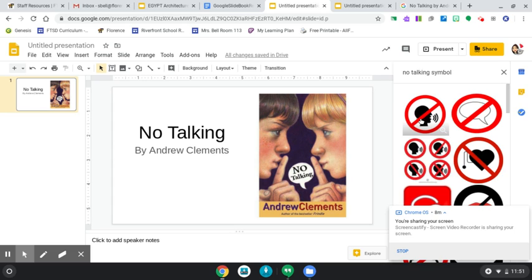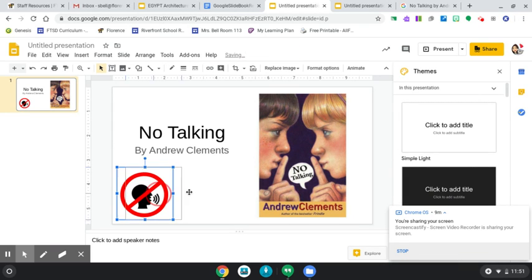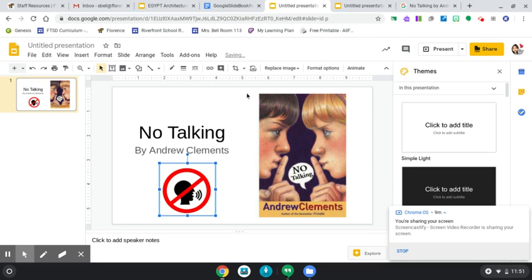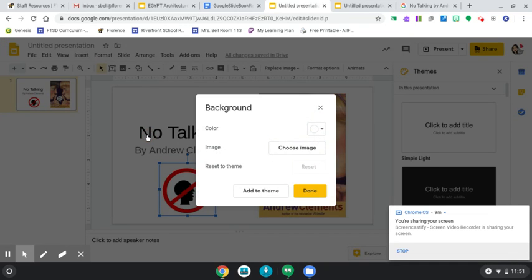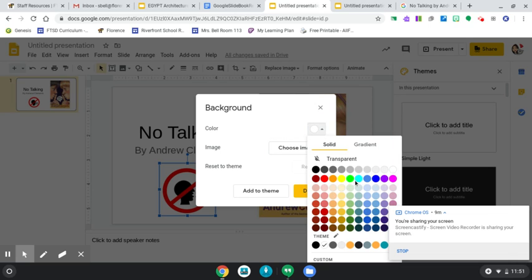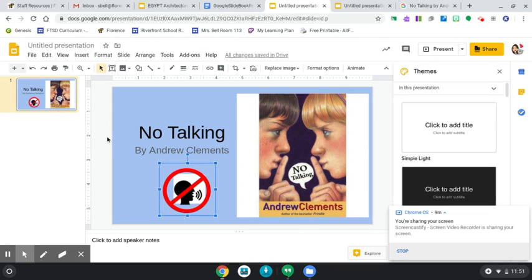And I'm going to do this guy. And I'm going to put him right here. I'm also going to change the background color of my slide. And I'm sure you guys know how to do that. But for those who don't, I'm just going to come up to Slide right here, change background, color, and I think I'm going to make it this blue and hit done. So that's my first slide.